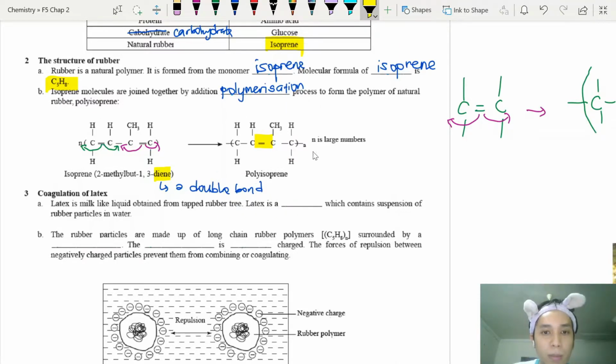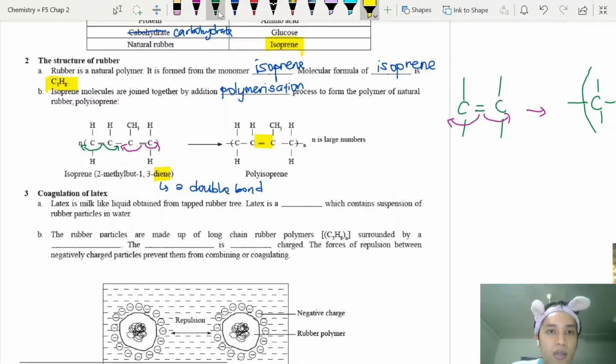When they change into a polymer, you need to remember that there is a double bond in the middle here. They have opened up two new bonds left and right. So this is the structure for polyisoprene.